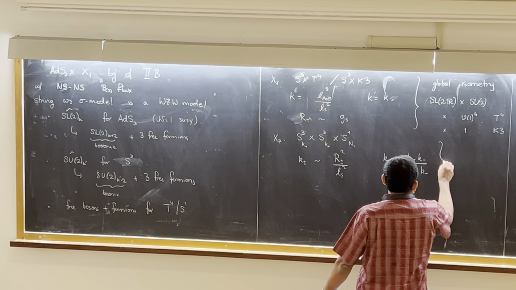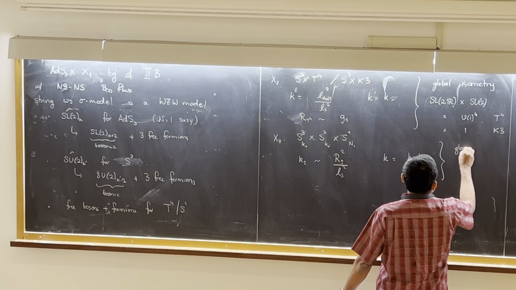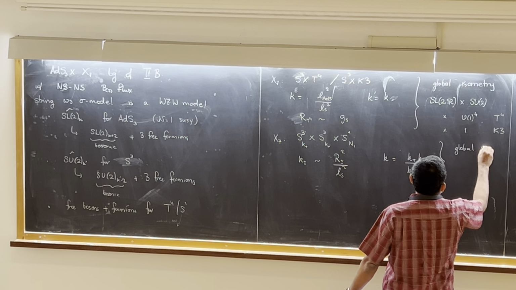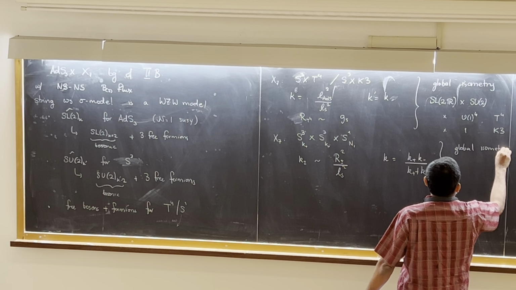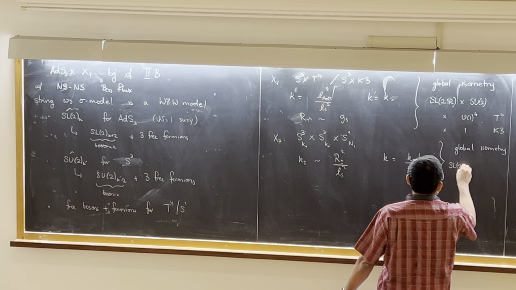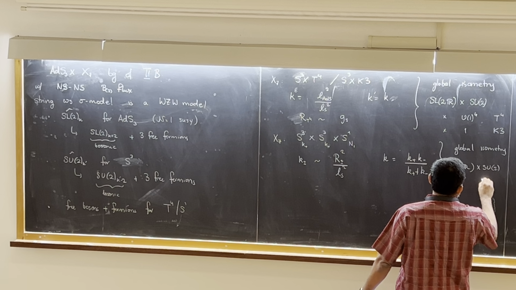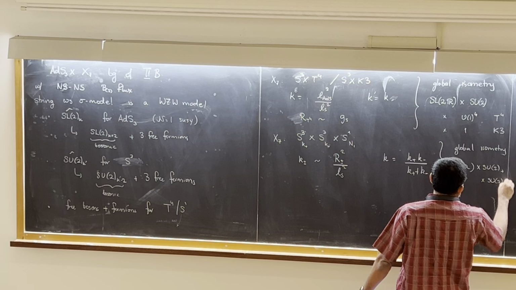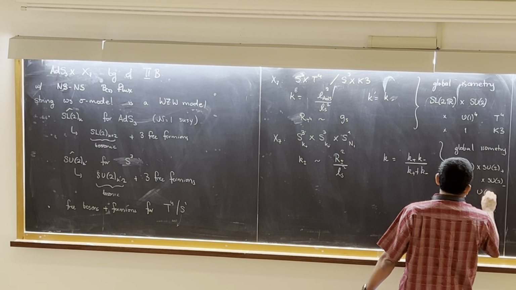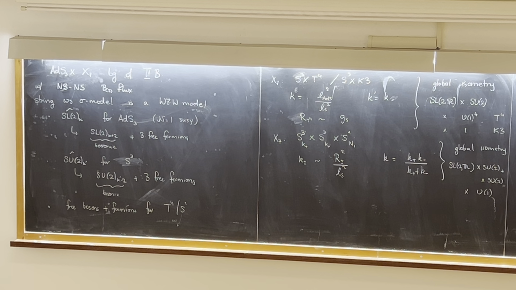For this example, the global isometries is again SL2R for the AdS3 part, but there are two SU2s and a U1. Okay, so that's the difference, that the R symmetry algebra of this example is different. It's two copies of SU2s with different levels, whereas these guys have only one copy of SU2.